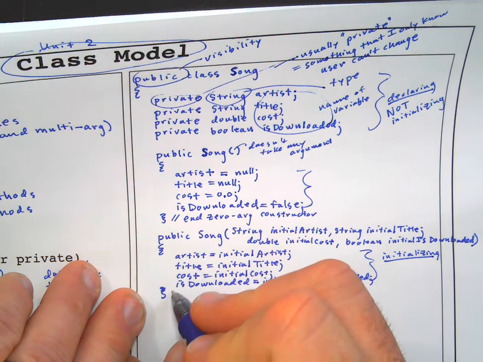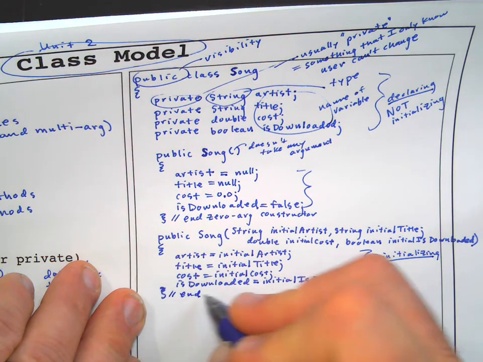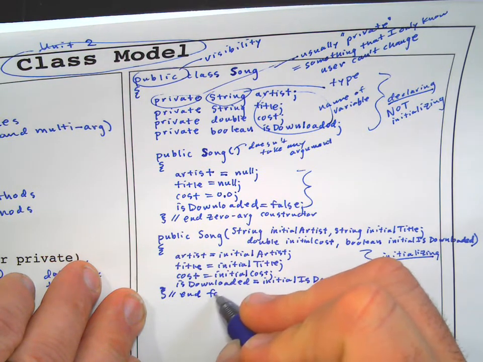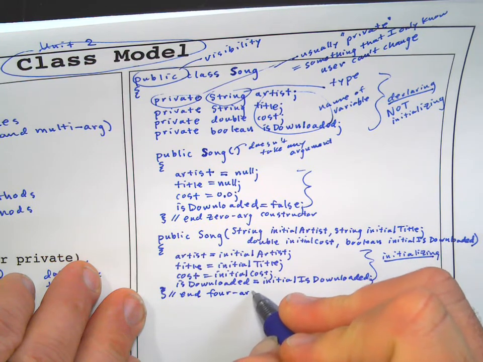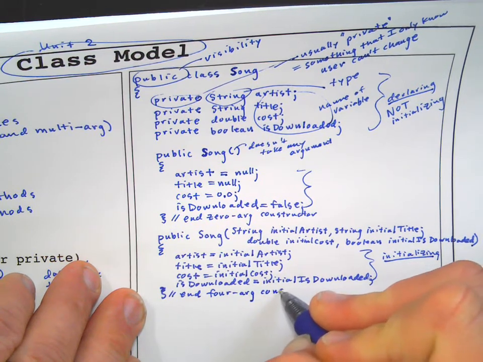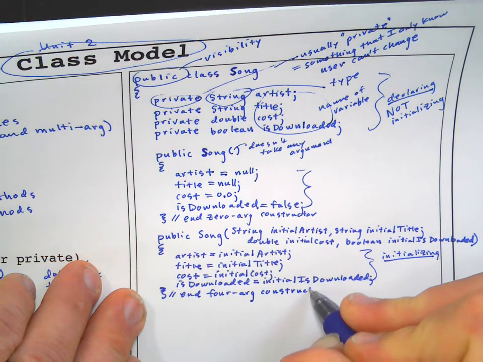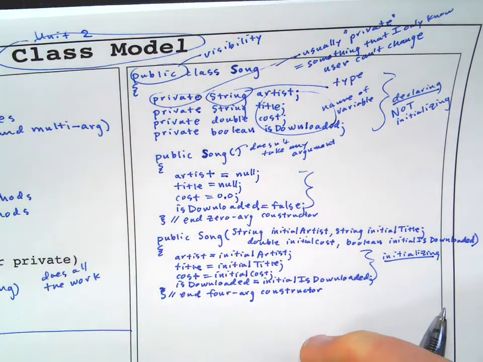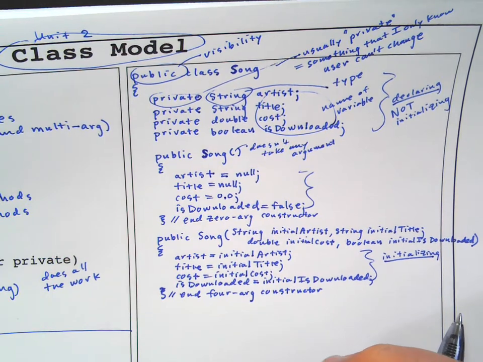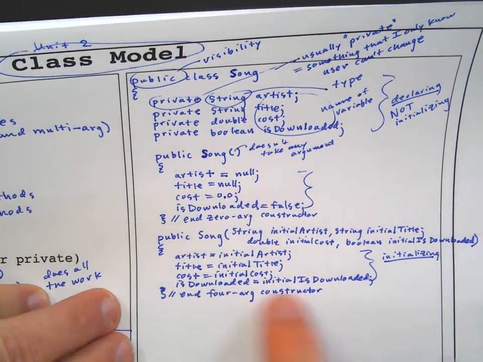So we're going to say end, instead of multi-arg, I'm going to say 4arg, because we had 4 arguments constructor. Because the truth is we could make one that only takes 3 arguments or 2 or something like that. So, just to be really clear, that's the end of the 4arg constructor.